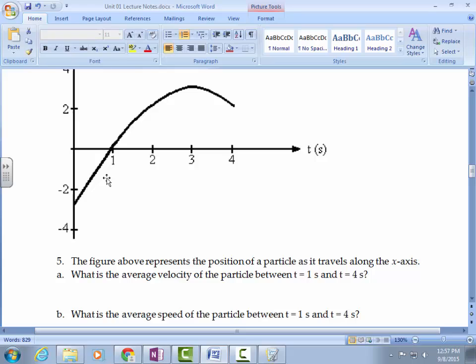What's the average speed? So how am I going to find the average speed? Talk to each other for about 30 seconds.